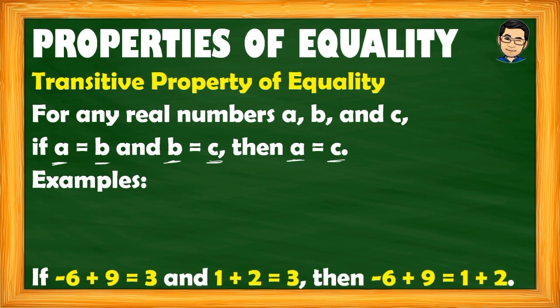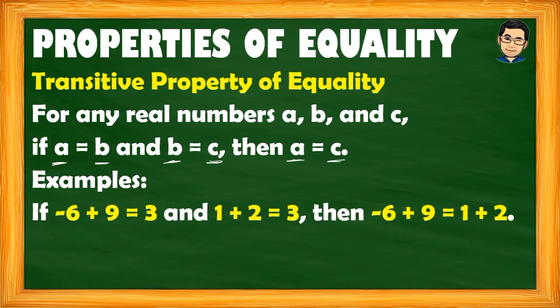So let's have an example. Negative 6 plus 9 is equal to 3, and 1 plus 2 is equal to 3. Then negative 6 plus 9 is equal to 1 plus 2. So let's analyze. Negative 6 plus 9, that is correct. The answer is 3. And then 1 plus 2 is equal to 3. This is also correct. So, meron po silang parehong sagot which is 3. Since pareho sila ng sagot na 3, therefore, we can conclude that negative 6 plus 9, the first equation, is equal to 1 plus 2. It's because 3 is equal to 3.